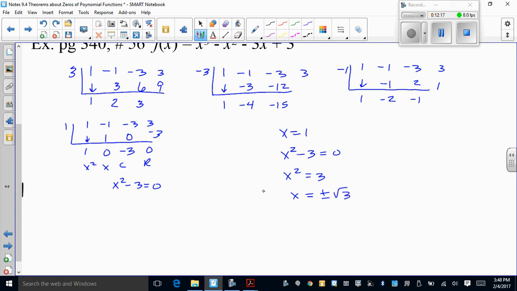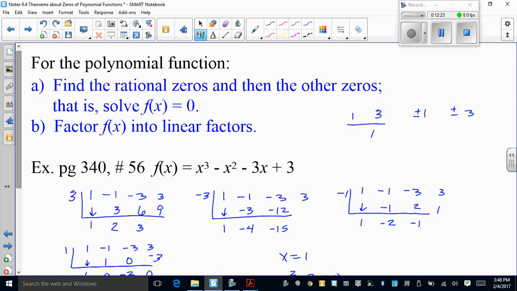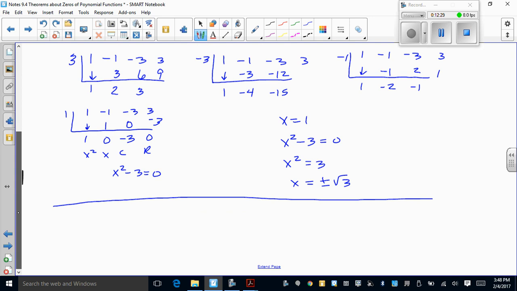Now, this is all part A. I think this is all part A. Yeah, find all the zeros. Factor f of x into linear factors. So they just want you to write it all out as linear factors.